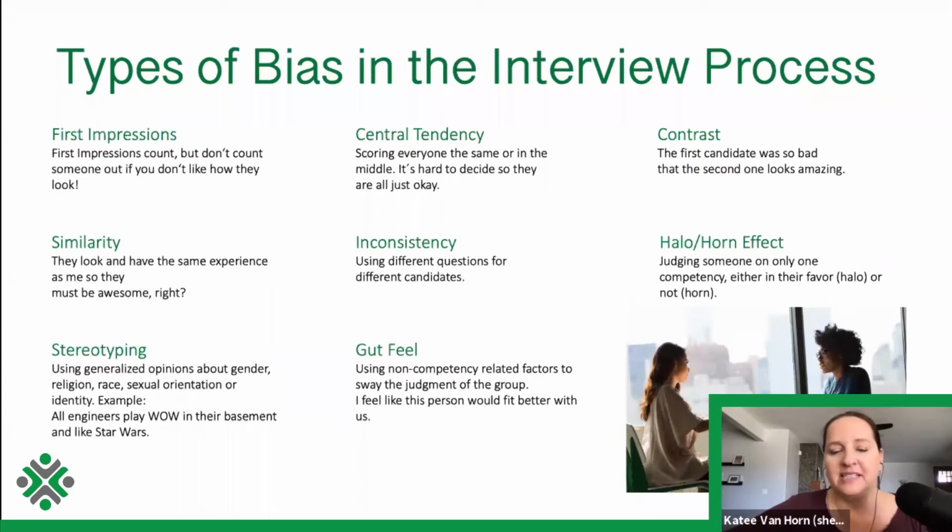Gut feel has nothing to do with competencies. It's just that you like a person more than another, and so you think they might be a better fit than somebody else. That gut feel can lead you in the wrong direction because it can tie to some of these other biases that I already mentioned. It shouldn't just be, hey, I feel like this is the right person. What are the skills? What are the competencies that they're bringing to the table to actually say, yes, this is the right person for us and for this job?